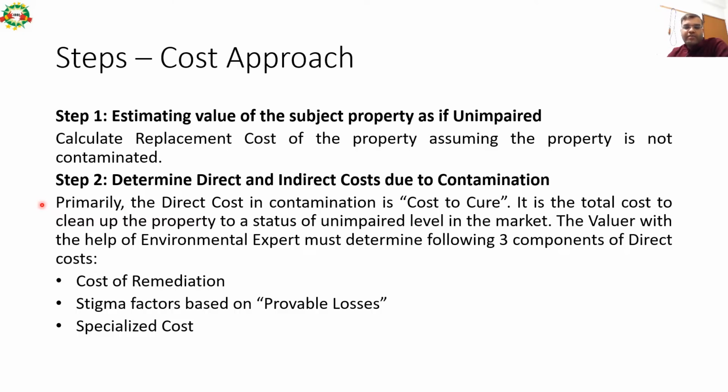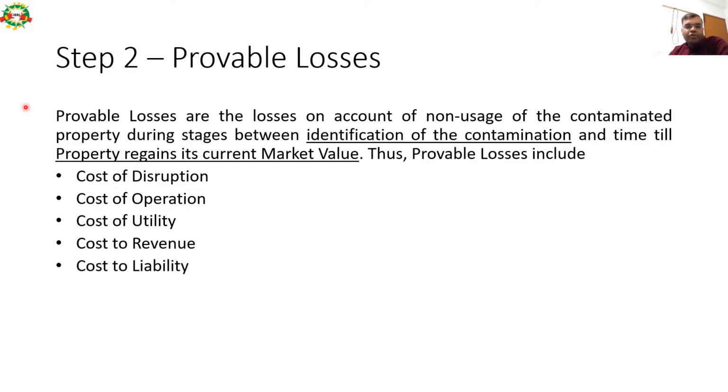The valuer, with the help of an environmental expert, must determine the following 3 components of direct cost. Cost to cure and the different types of costs associated with cleanup of the property have already been discussed in the second session of our ongoing series on environmental issues in valuation. So these are the 3 cost components of direct cost: cost of remediation, stigma factor based on probable losses, and specialized cost. A 1 mark theory question may come out of this slide. Please note down these factors. So what are probable losses? Remediation cost we have already discussed in previous sessions and in today's session as well, but let us discuss probable loss and special losses also.